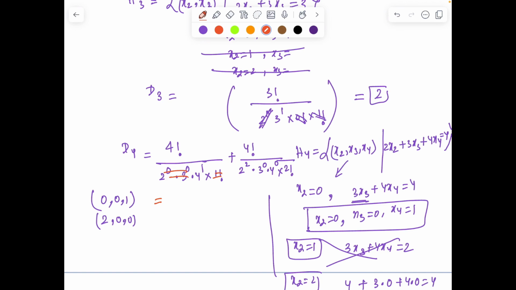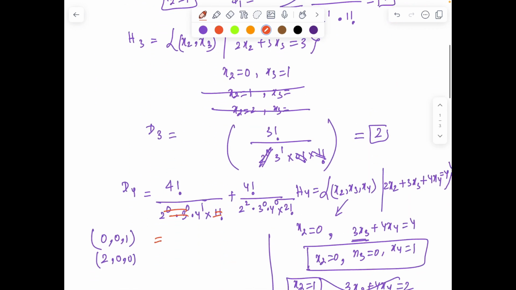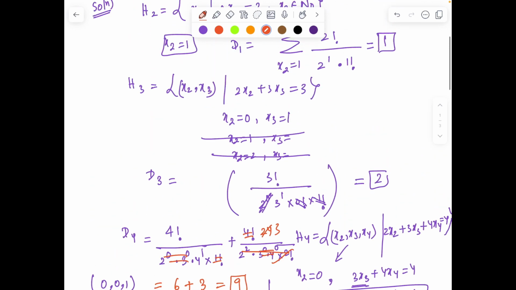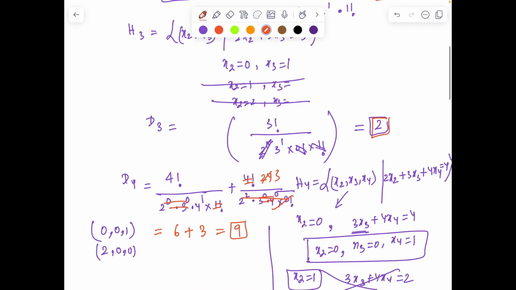And this summation gives me this guy is 1, so it's 4 factorial by 4, which is 6 over here, and we have 4 into 8, right? So 4 factorial can be written as 24, so 8 3 is 24, so we have 6 plus 3 equals 9. Now you must be suspicious about these values.